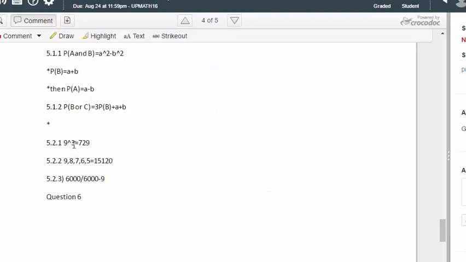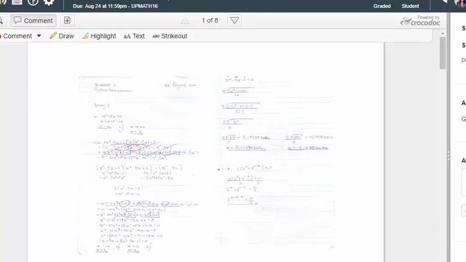First, this student said 9 to the power of 3. That would have been correct if there were 9 digits. It's not 9 digits. It's from 3 to 9. So there are 7 digits: 3, 4, 5, 6, 7, 8, and 9. So it's 7 to the power of 3.